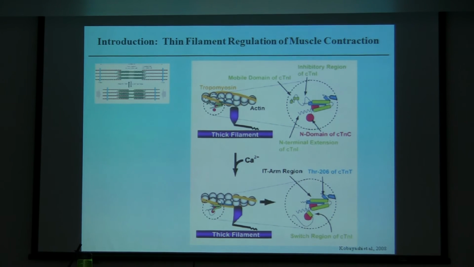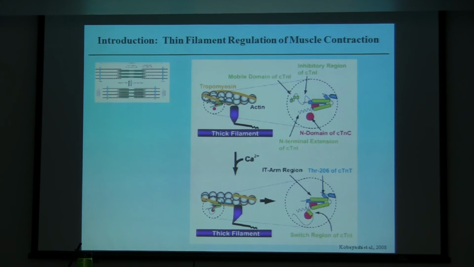In this state, the troponin complex exists in a conformation in which the cardiac TNI inhibitory regions and mobile domains are bound to actin and inhibit this myosin-actin interaction. In addition, the TNT holds tropomyosin in a position that blocks the myosin binding site. So again, in the absence of calcium, the interaction of myosin and actin is inhibited.